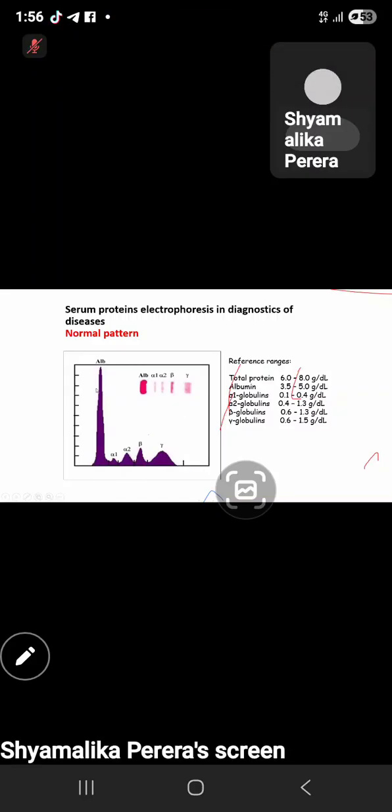So this is the normal pattern. In each and every slide I show you the densitogram as well as the electrophoretograph. This is the normal one. You can have 5 bands: albumin, alpha 1, alpha 2, beta, and gamma. Under these peak areas, you can calculate the amount of protein, albumin, and so on.